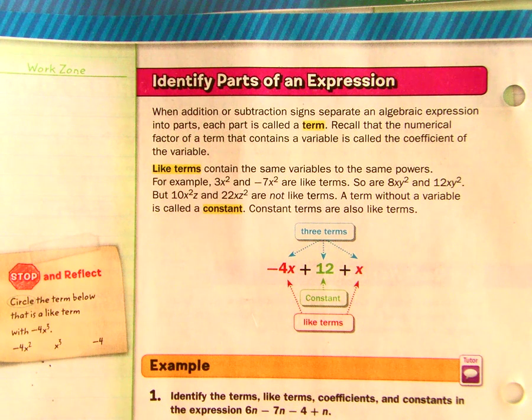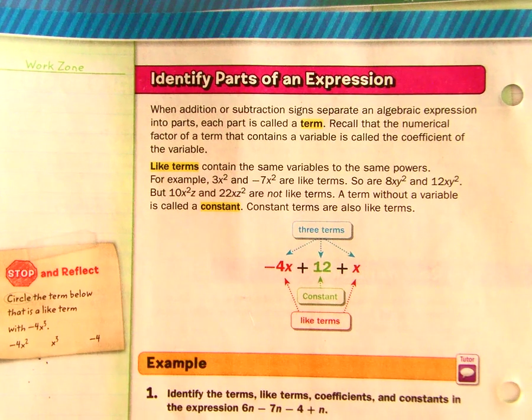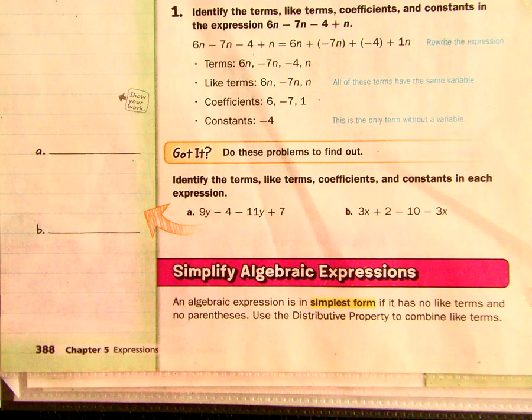We need to recall that a numerical factor of a term that contains a variable is called the coefficient of the variable. So our coefficient is the number in front of our variable. Like terms contain the same variable to the same power. And a term without a variable is called our constants, or our numbers. So first, what we are going to do is identify terms, like terms, coefficients, and constants.